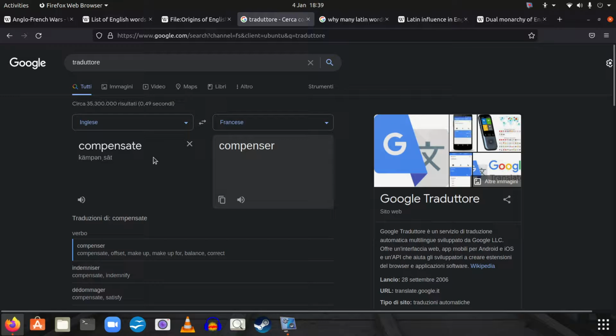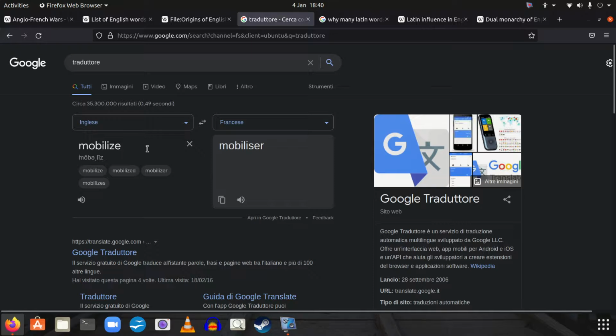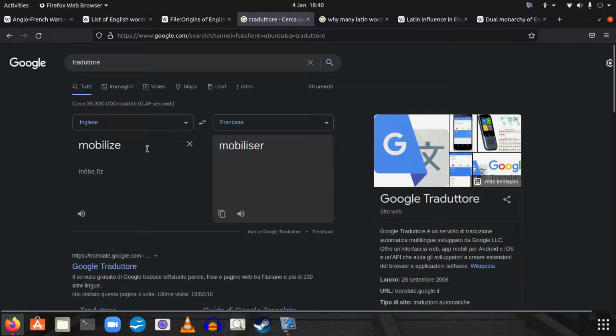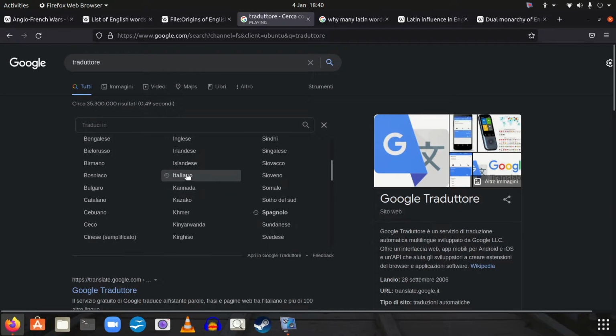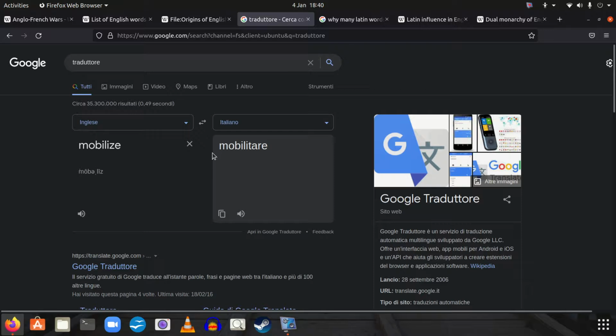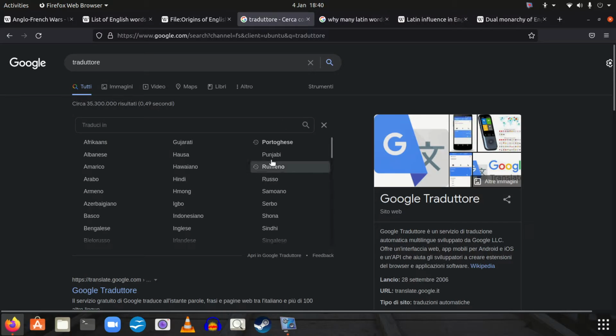Okay, so the last one. Let's take one word from the military group. For example, mobilize. It is the same. Mobiliser in the French language, in the Italian, mobilitare. In the Spanish, Portuguese, everything is the same.